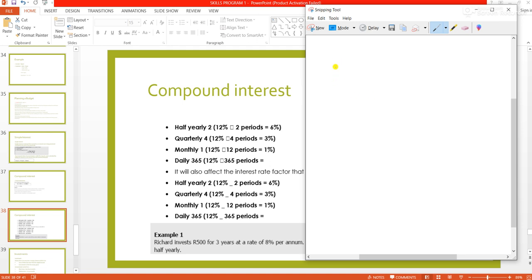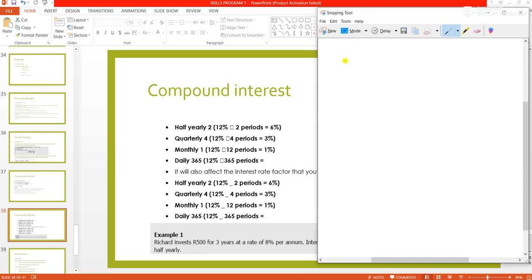you need to factor out what you have. In this instance, our principal value is 500, and we've got half yearly, which is 2, this is H, Y for half yearly. We've also got the number of years, which is 3 years, and we've got 8%.